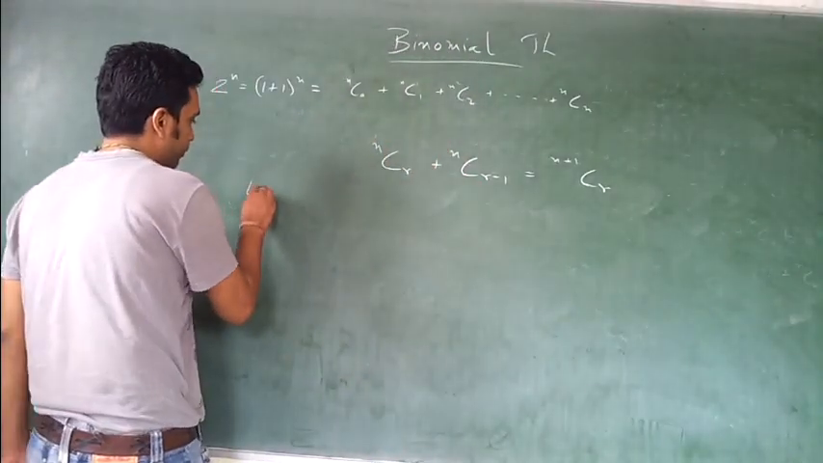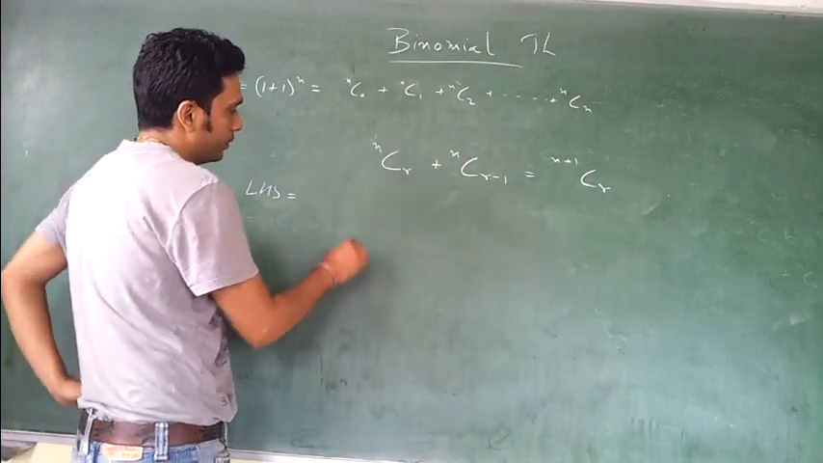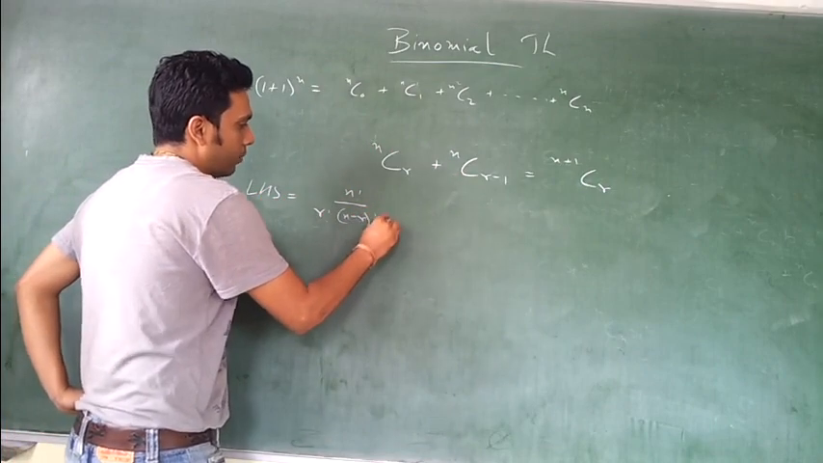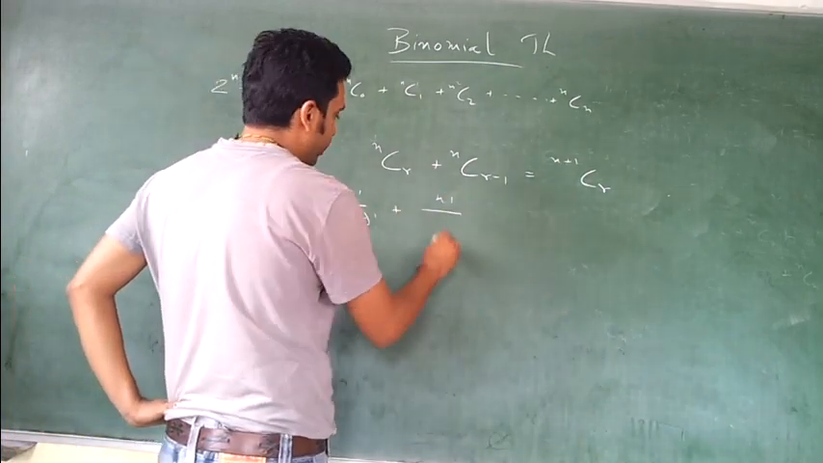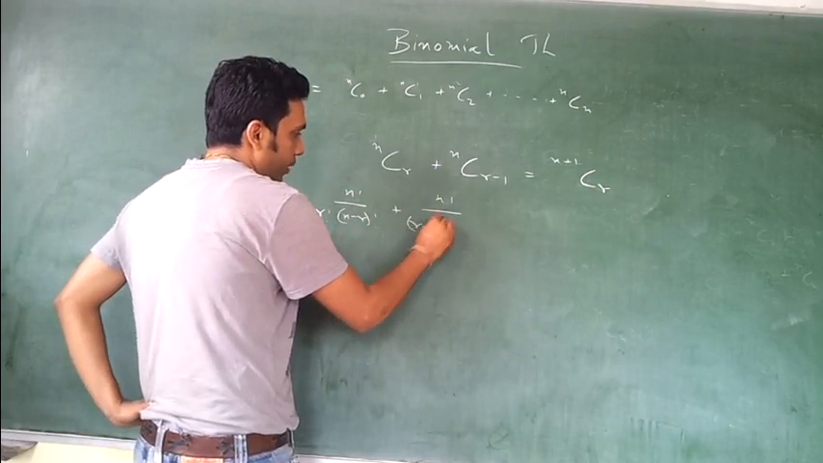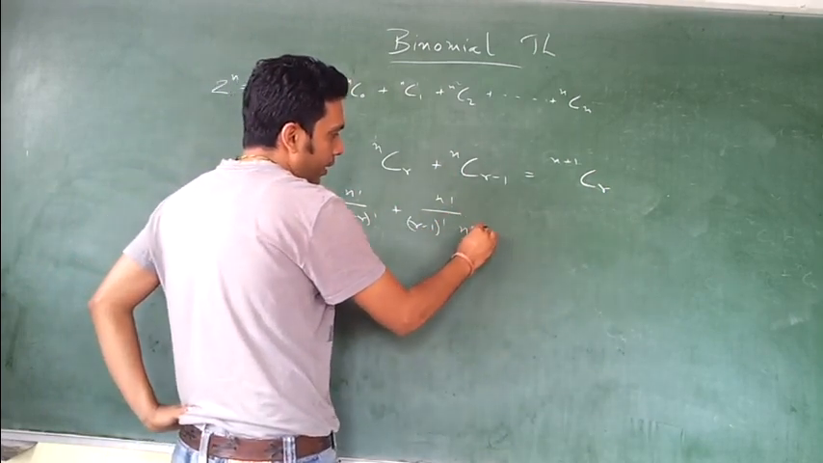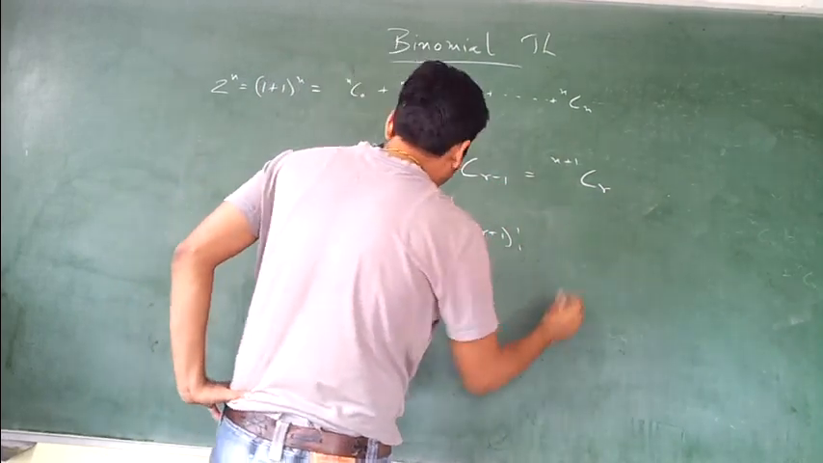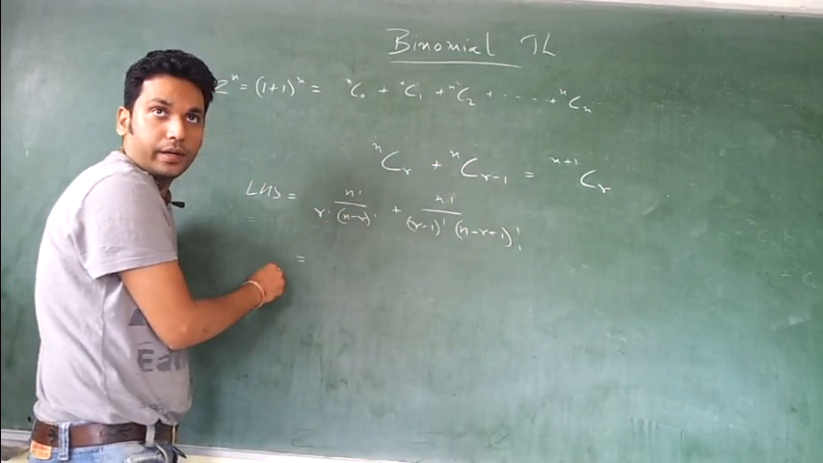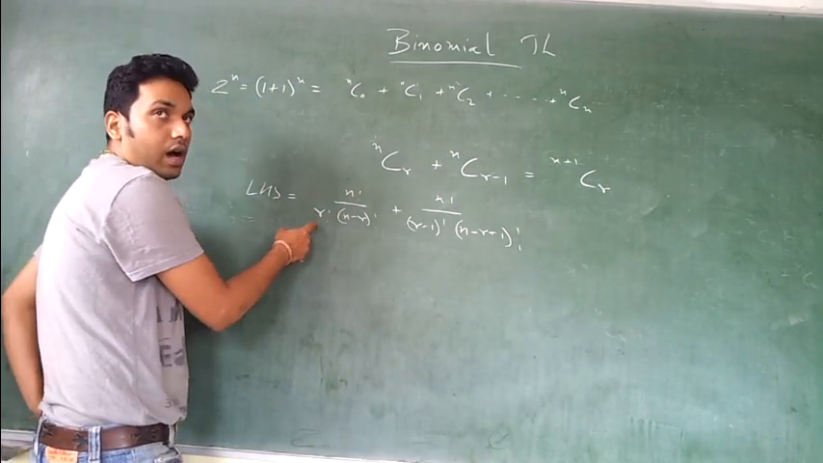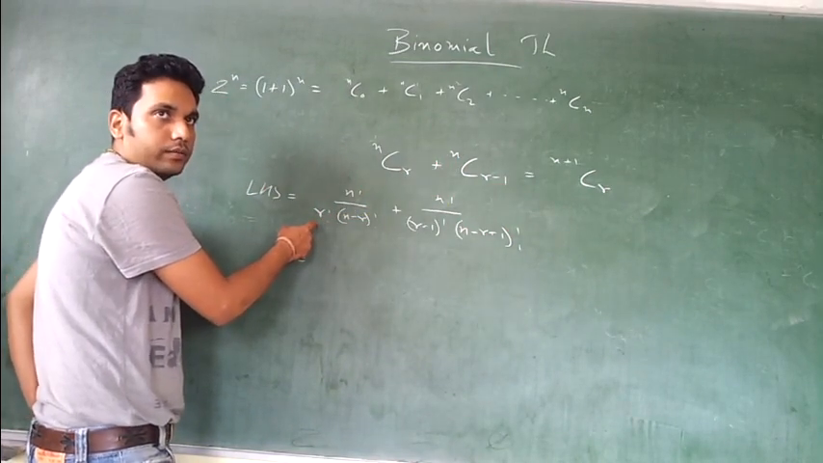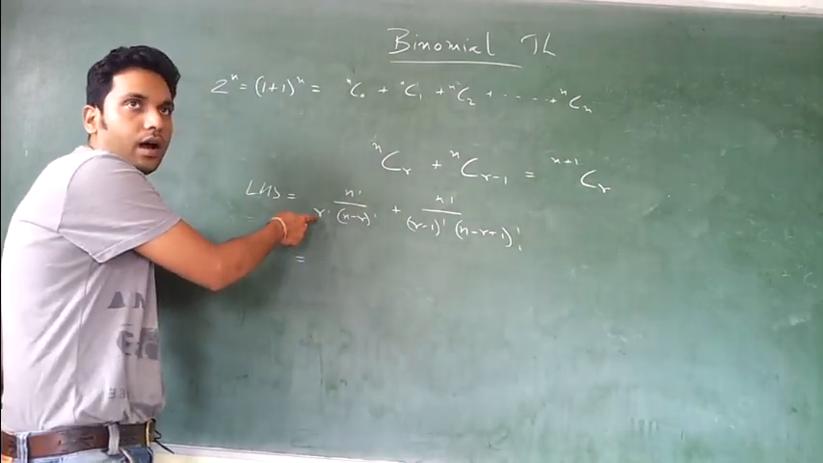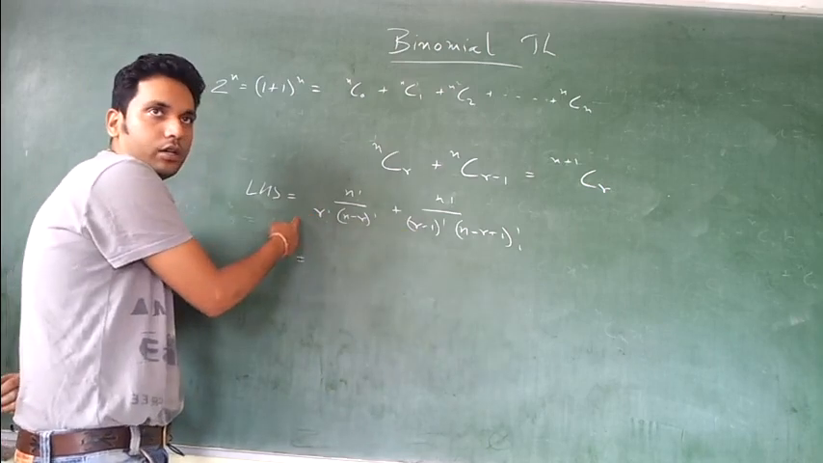your LHS is what? N factorial divided by R factorial n minus R factorial, plus this is n factorial divided by n minus 1 factorial R minus 1 factorial and n minus of R minus 1, n minus R plus 1 factorial. Okay. Now what is common? N factorial is common. Now R factorial is what? R into R minus 1 factorial. Six factorial is what? Six into 5 factorial. So this R will be written as R into R minus 1. So R minus 1 factorial is also common.